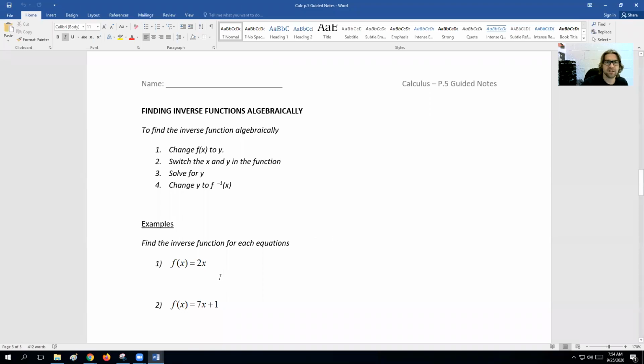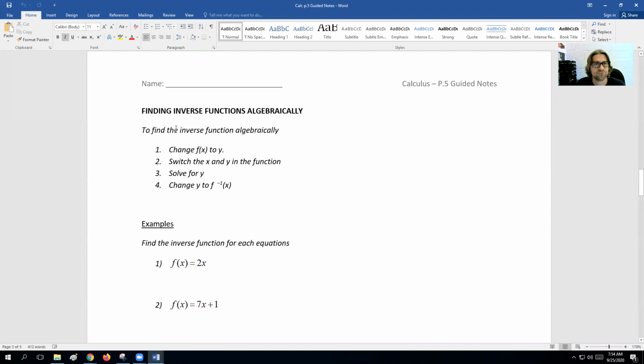Hey guys, it's Mr. Riz, and today what we're going to do is finish up P5, the pre-calculus with inverse functions, and we're going to try to find the inverse functions algebraically. Then we will also determine if those are inverse functions as well. So when it comes down to finding the inverse functions, it's pretty simple.